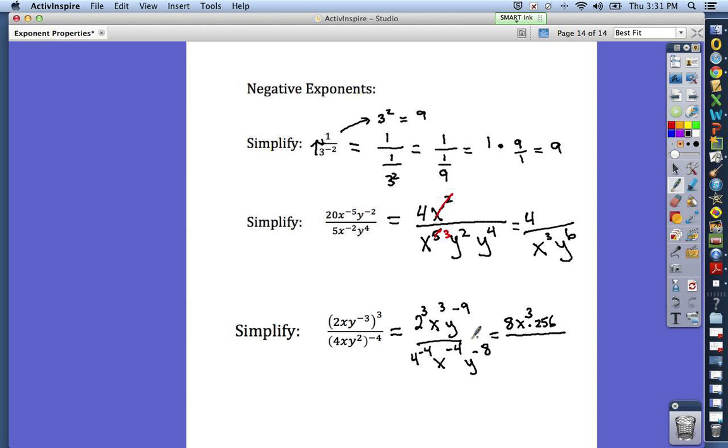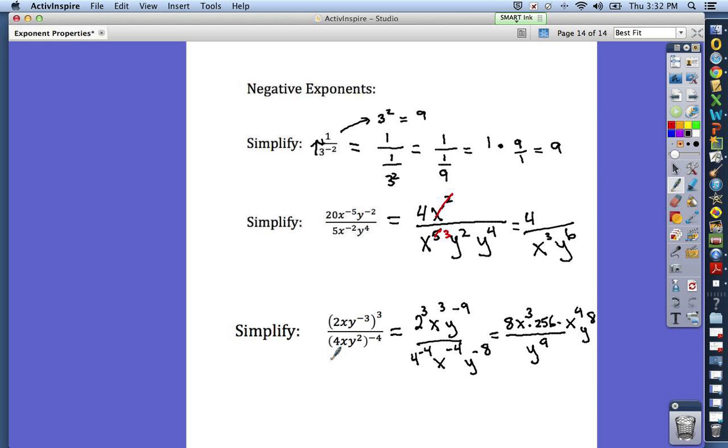So times 256. The x to the negative 4th can come up top as x to the 4th. The y to the negative 9th power can go down as y to the 9th, and the y to the negative 8th can come up top as y to the 8th power. Again, not the only way to do the problem, but certainly one way. Basically, I dealt with the positive exponents first, left them on the same level, either the top or the bottom, and then dealt with all the negative exponents.